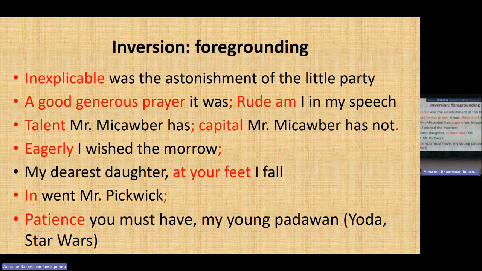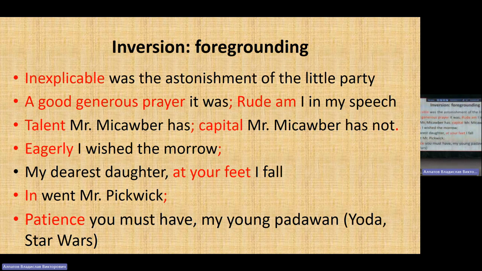"Eagerly I wish the morrow," that's from The Raven by Poe. Eagerly is the adverbial modifier of manner, right? How I wish the morrow. "My dearest daughter, at your feet I fall." The adverbial modifier of place, right? I fall at your feet. "In comes Mr. Pickwick." Sometimes it's just the second part of the predicate, in this case the postpositional particle, preposition. "Patience you must have, my young Padawan." You probably recognize it from Star Wars, by Yoda.